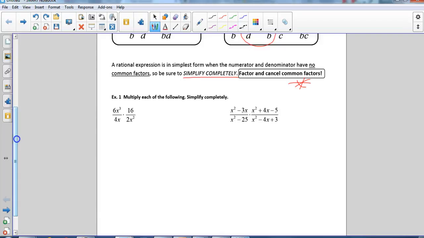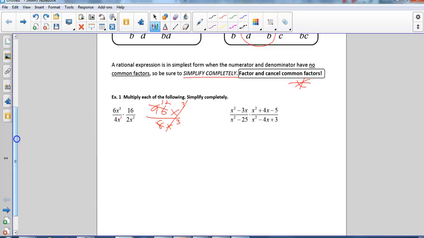So, like I said, you could multiply this and get 96x cubed over 8x cubed. Okay, because remember, this is a 1. So you end up with that. And then you would cancel the x's. Anything divided by itself is 1. And 8 goes into 96 12 times. And there's your answer, 12.